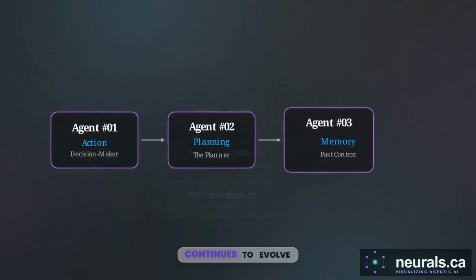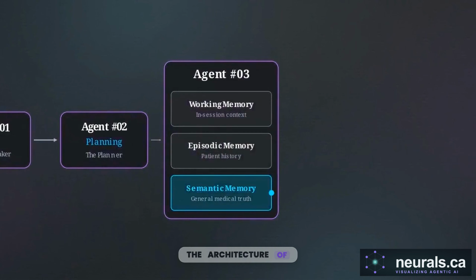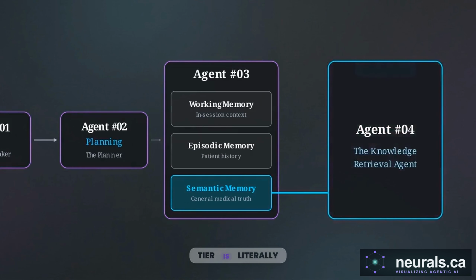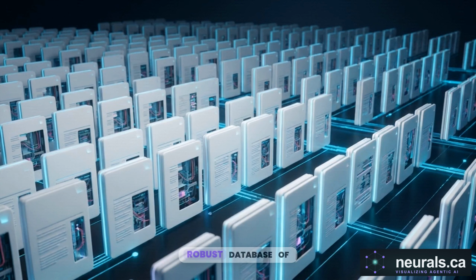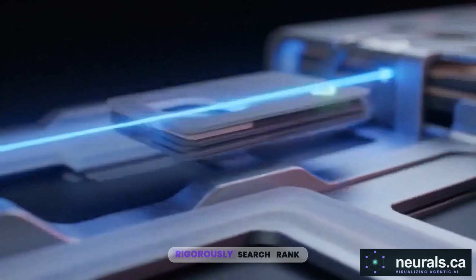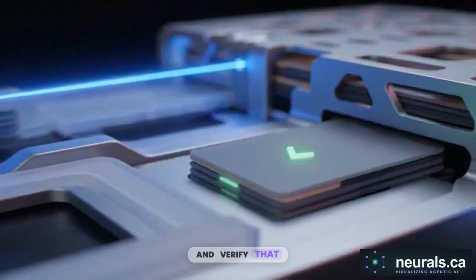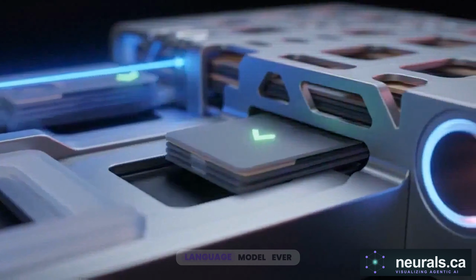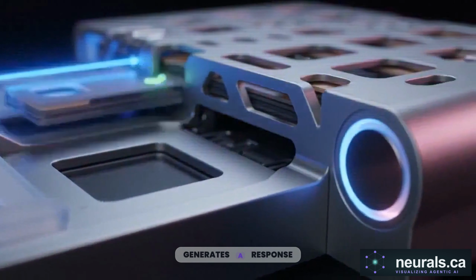The tree continues to evolve. The architecture of Agent 03 directly informs our next build. Its semantic tier is literally the seam into Chapter 6. Once you establish a robust database of semantic truth, you require an autonomous system whose sole purpose is to rigorously search, rank, and verify that documentation before the language model ever generates a response.